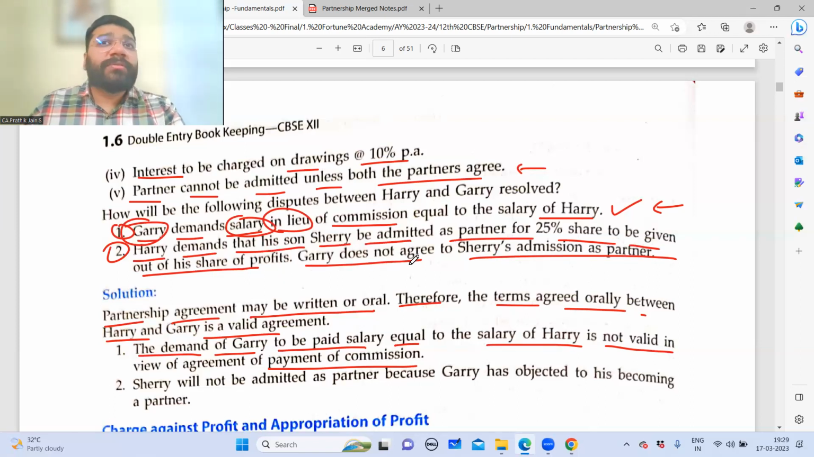Guys, shh. Gary does not agree to Sherry's admission. Is Gary right or wrong? Right, sir. Gary is right because the 5th clause says that a partner cannot be admitted unless both of them agree. Both means what? All the partners. Because Harry and Gary are 2 partners. So both of them must agree. Here Gary is not agreeing. So obviously Harry cannot bring his son Sherry into the business.